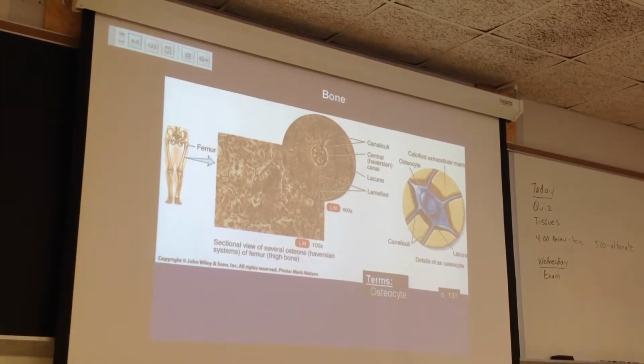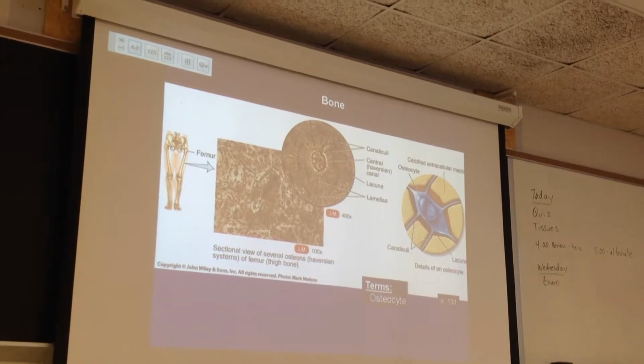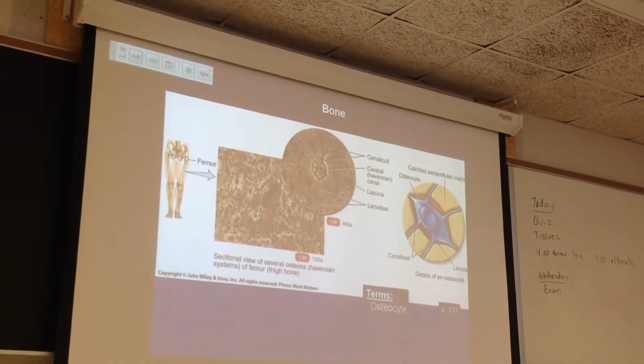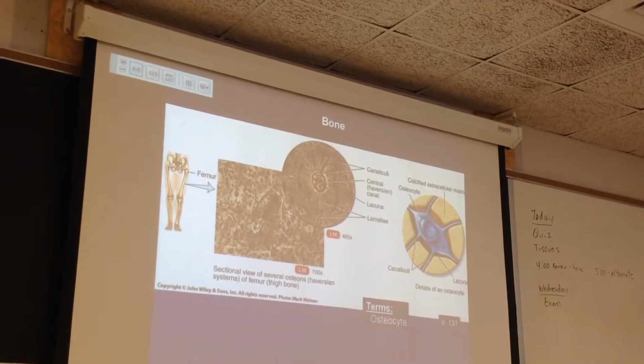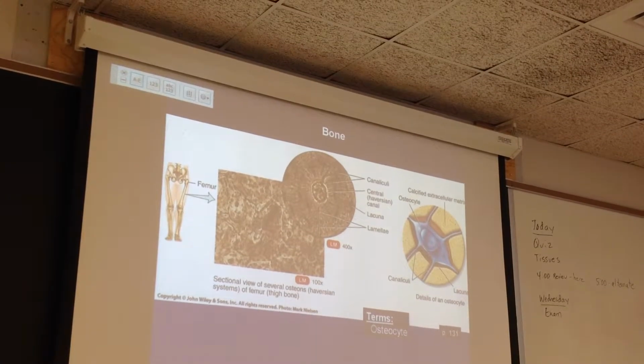You know, perichondrium would be a membrane around a cartilage piece. Periosteum would be a membrane around a bone, for example.